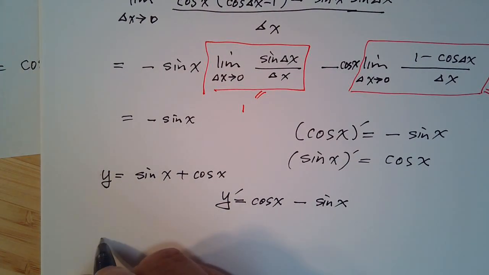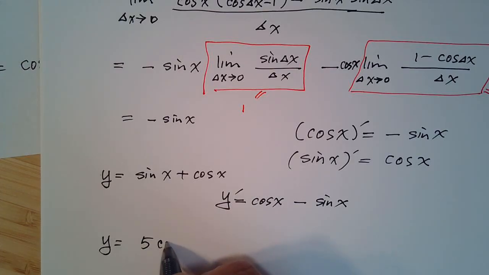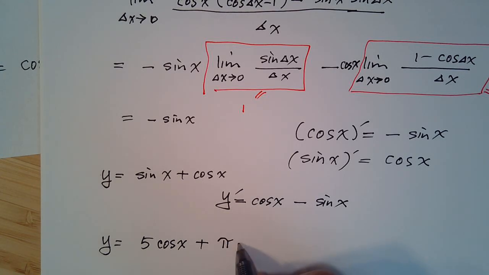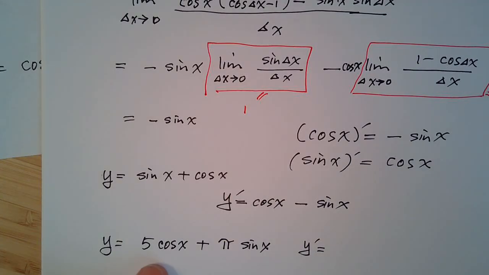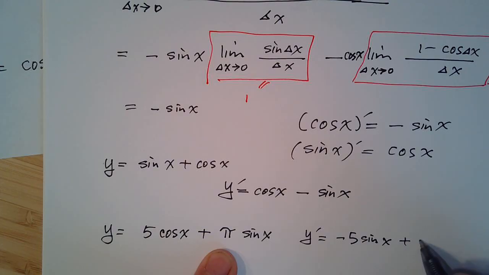All right. Now, what if I give you y equals 5 cosine x plus pi times sine x? What is y prime then? Cosine x prime is negative, so it's negative 5 sine x. And the sine x prime should be cosine, and pi is just a number, so it's going to be pi cosine x. That's it. That's your answer. So I don't think the question is going to be super difficult for this type of thing.